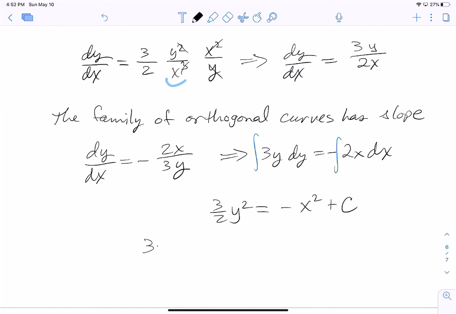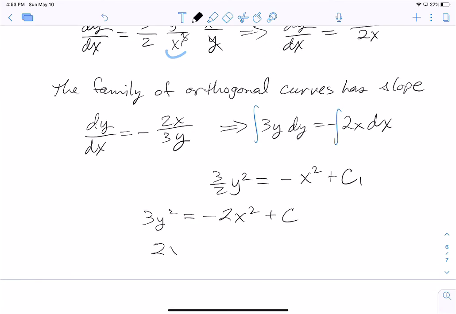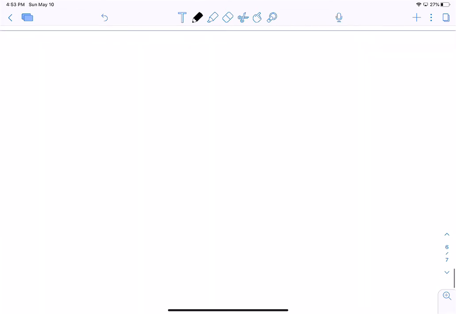This isn't really going to clean up nicely if we try to solve for y, but what we can do is make this look like something we're kind of familiar with. So I'm going to multiply both sides by 2 to clear the fraction. So we get 3y squared is equal to negative 2x squared plus c. This new c is actually twice the old c, so I'm going to call the first one c1. And if we get x and y on the same side, then we get 2x squared plus 3y squared is equal to c. And that's a pretty nice looking equation. We'll leave it there.